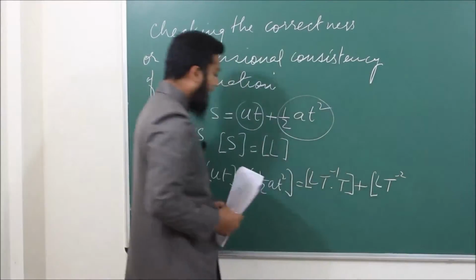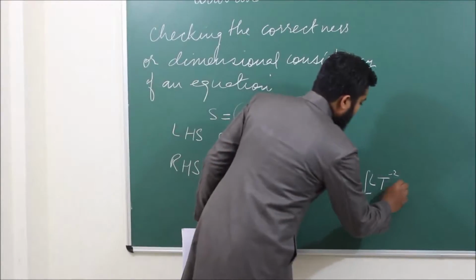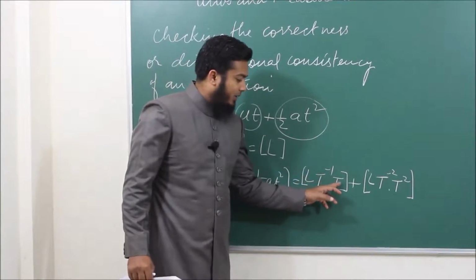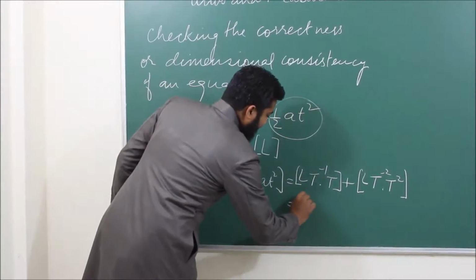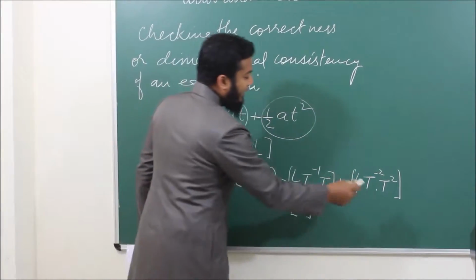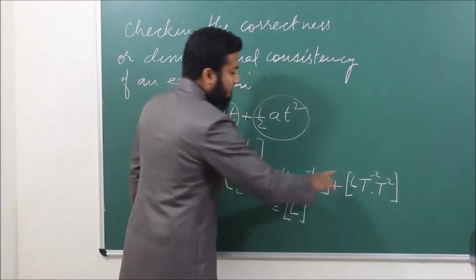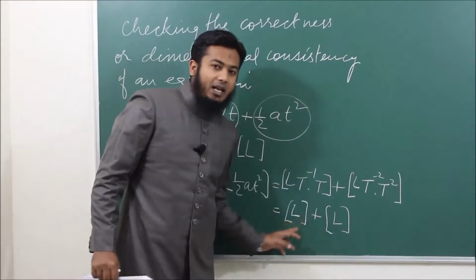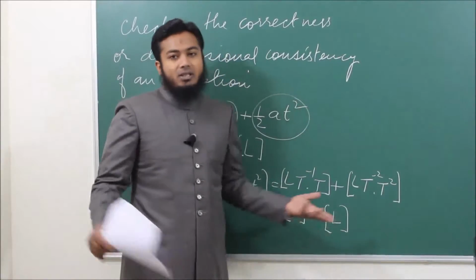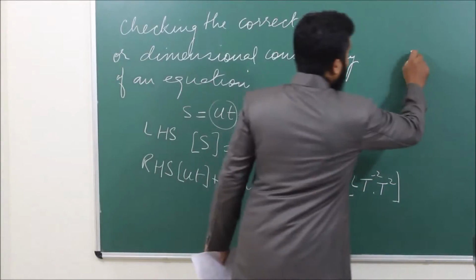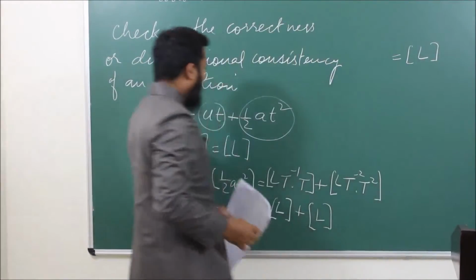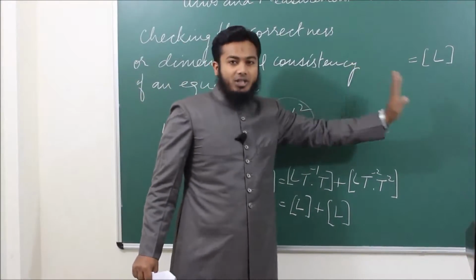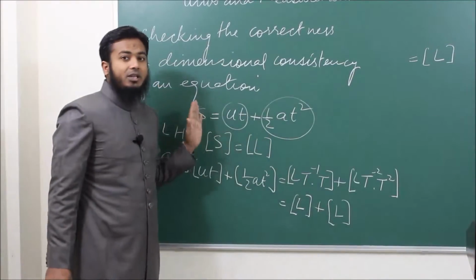LT minus 2, and this T is squared, so time square. Here T raised to the power minus 1 and this T will cancel out, and you are left with L. And here you can see minus 2 and plus 2, यहाँ पर भी time cancel हो जाएगा and you are just left with L. So length plus length, L plus L. In dimensional analysis, length plus length is again length, so L plus L will be just L. You can see that the dimensions of the left hand side and the right hand side are the same. So this equation is dimensionally consistent.